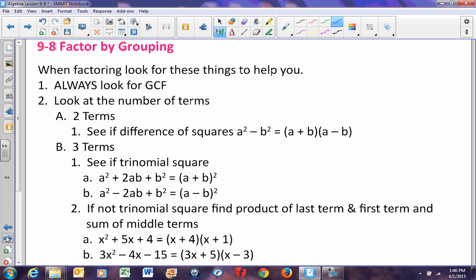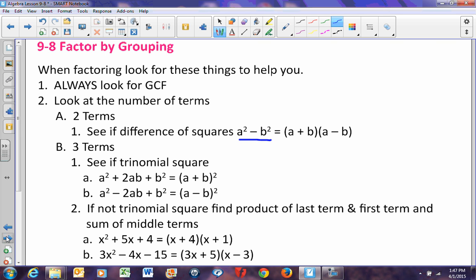Now, the other thing we need to look at is what happens when we throw every type of factoring together, all mixed up into different problems. You have to learn how to factor. So when you're factoring, look for several things to help you. Always look for the greatest common factor first. Always, always, always. Then look at your number of terms. If it has 2 terms, see if it's the difference of squares, an a squared minus b squared, which will factor to an a plus b times an a minus b.